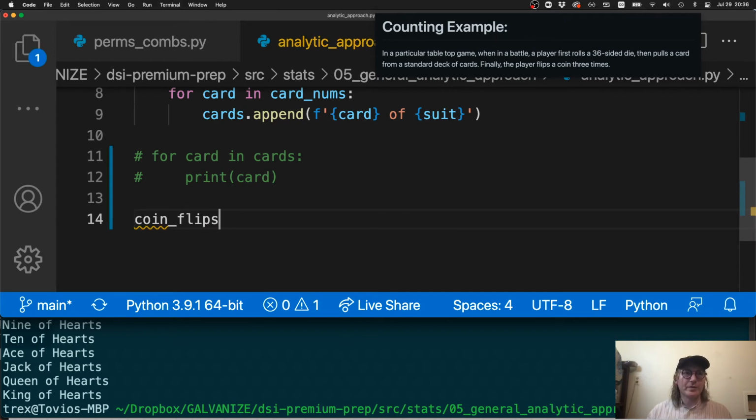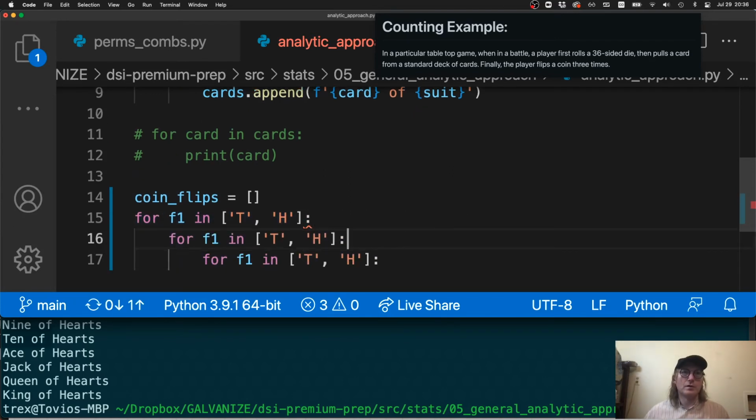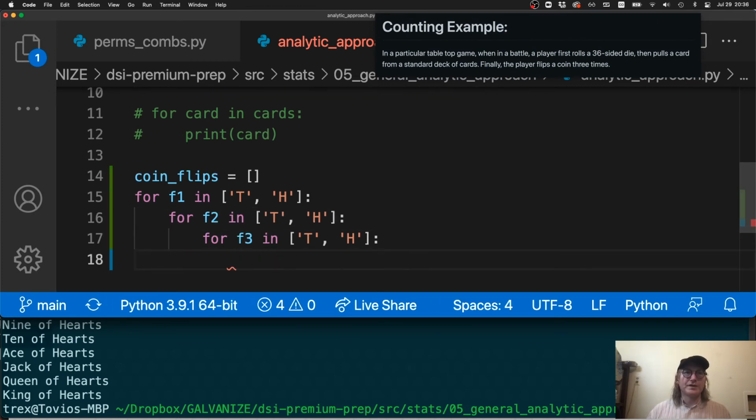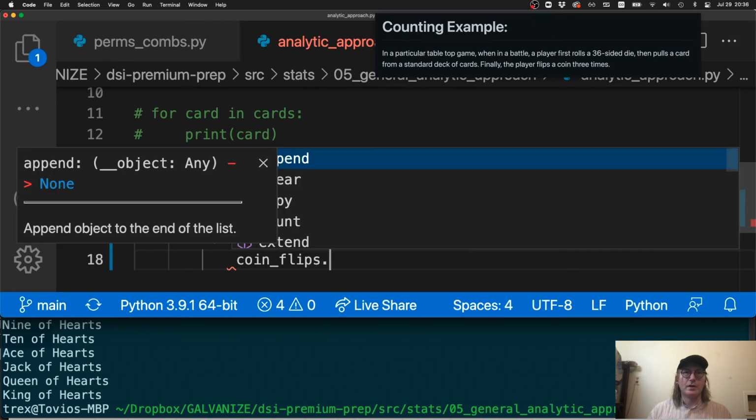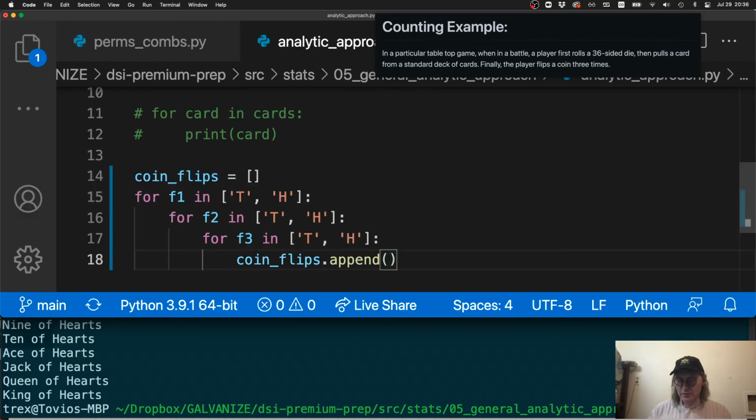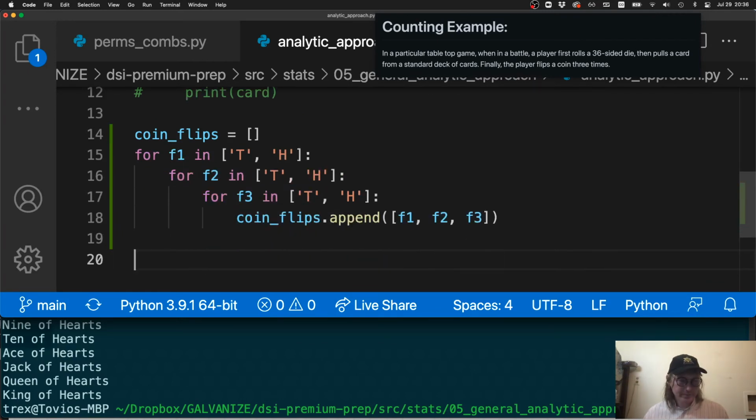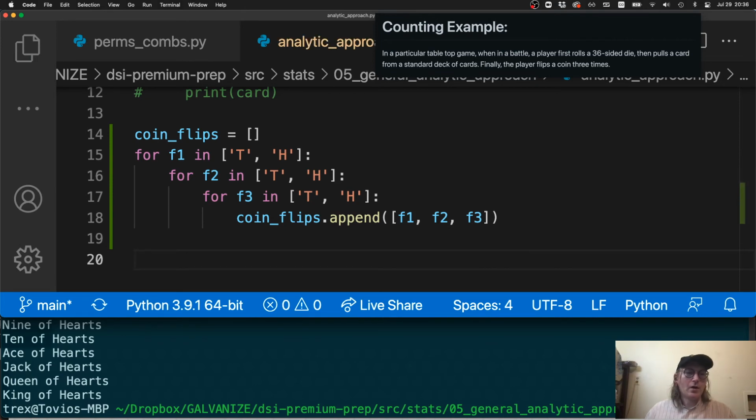So let's say coin flips. Again, we're just going to count these. I'm going to say for flip 1 in tails and heads, and then we'll just do F2 and F3. And we can say coin flips dot append will append a list of F1, F2, F3. Okay.